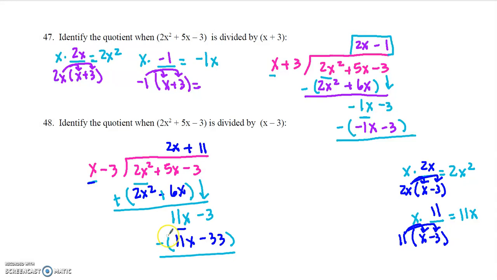So 11x minus 11x is gone. A negative 3 minus a negative 33. Remember, change and then change. So a negative 3 plus 33 will end up with just a positive 30. So again, when I have a remainder, guys, remember I'm going to put the remainder over my divisor, x minus 3. And because it's a positive 30, I'm going to put a plus sign. And here would be my answer.